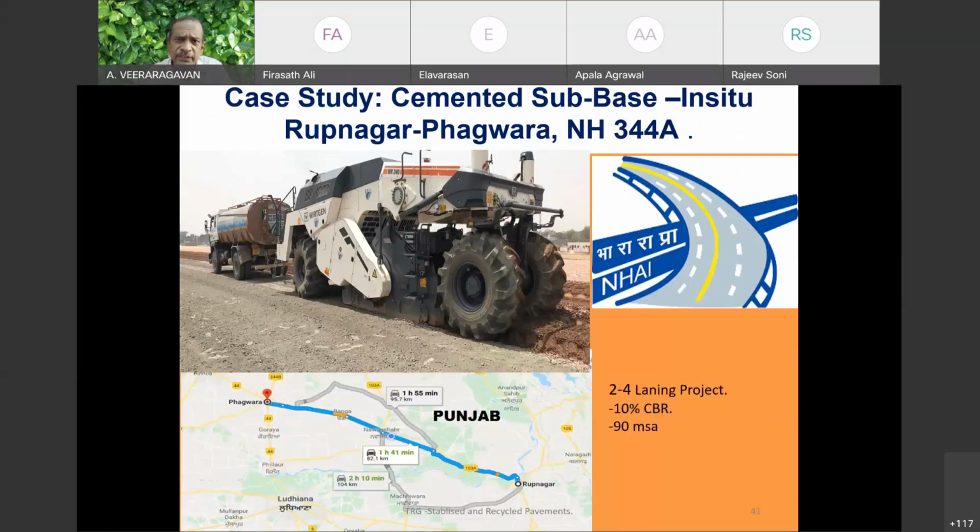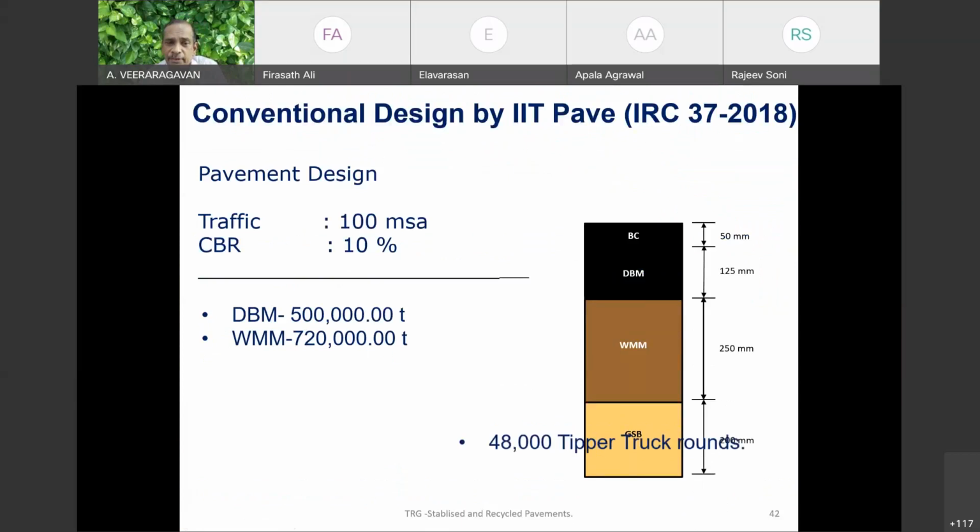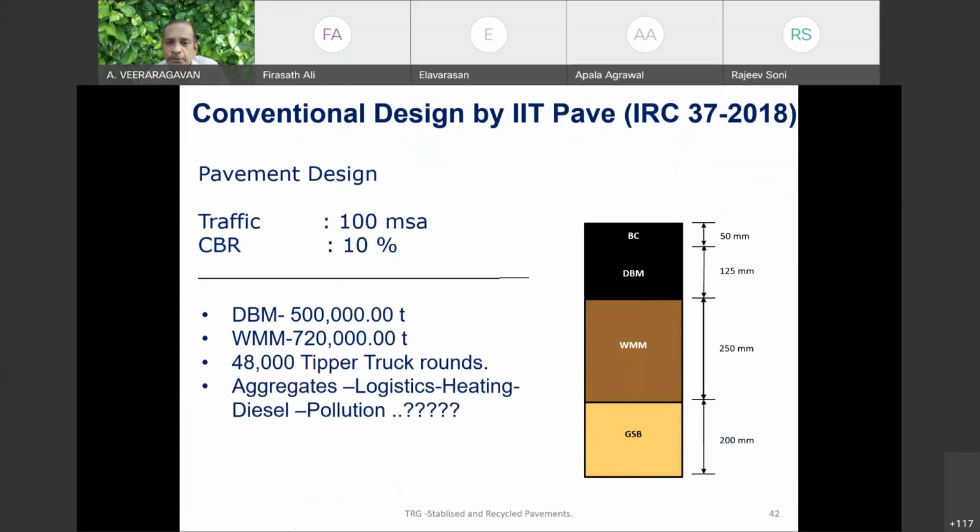In the case of NH 344A, 10% CBR for 90 MSA, they design the pavement such that the DBM requirement is 5 lakh tons, wet mix macadam is 7.2 lakh tons, 48,000 tipper rounds, and how much you can estimate the amount of diesel being consumed and the pollution that we create.